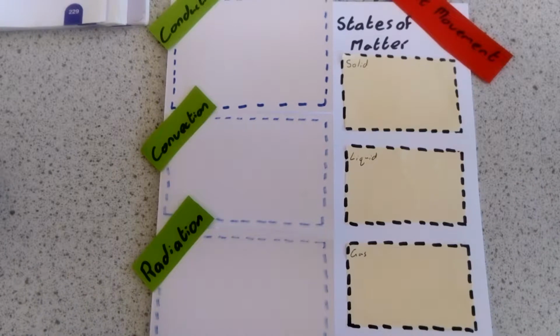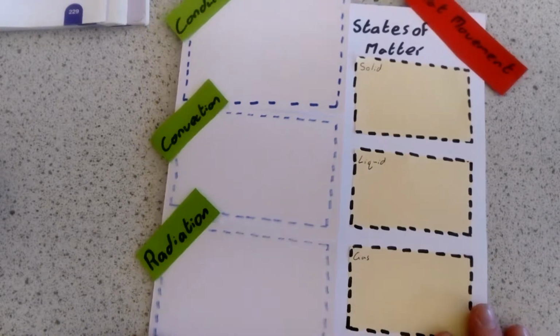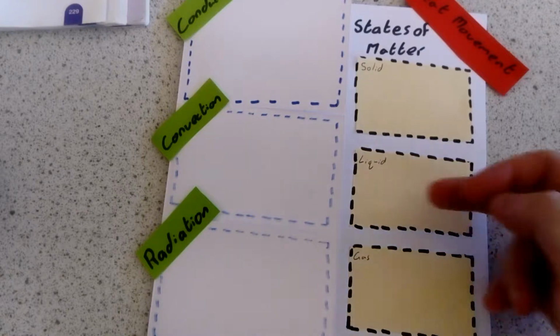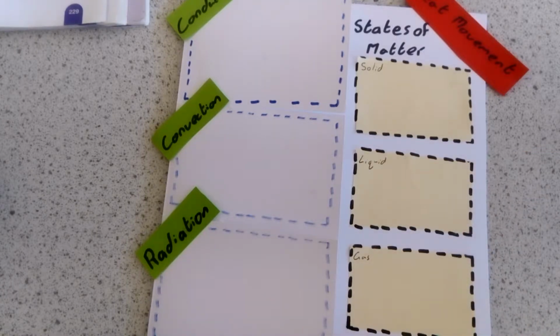Right, so solids, all of the particles in it are close together and just vibrate around a fixed point. Liquids, the particles are close together but they can move around. Gases, the particles are far apart so can spread out. Right, so you go, draw some diagrams.